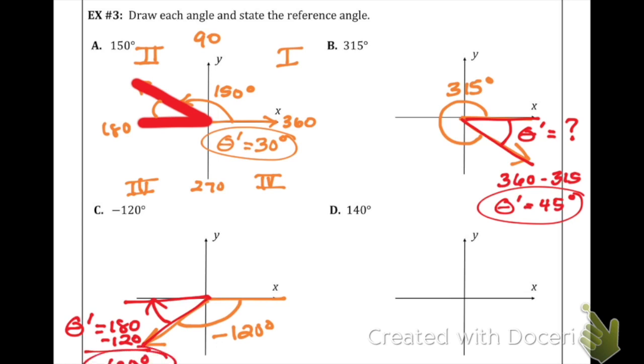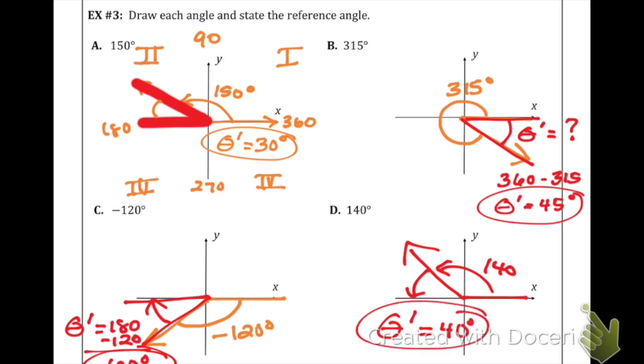And your reference angle will always just be positive, because we're not really caring about the direction there. I just want to know how many degrees it is between my terminal side and the x-axis. And then 140 puts us over here in quadrant 2, 140 degrees. So what's left over? 40. So my reference angle is going to be 40 degrees.